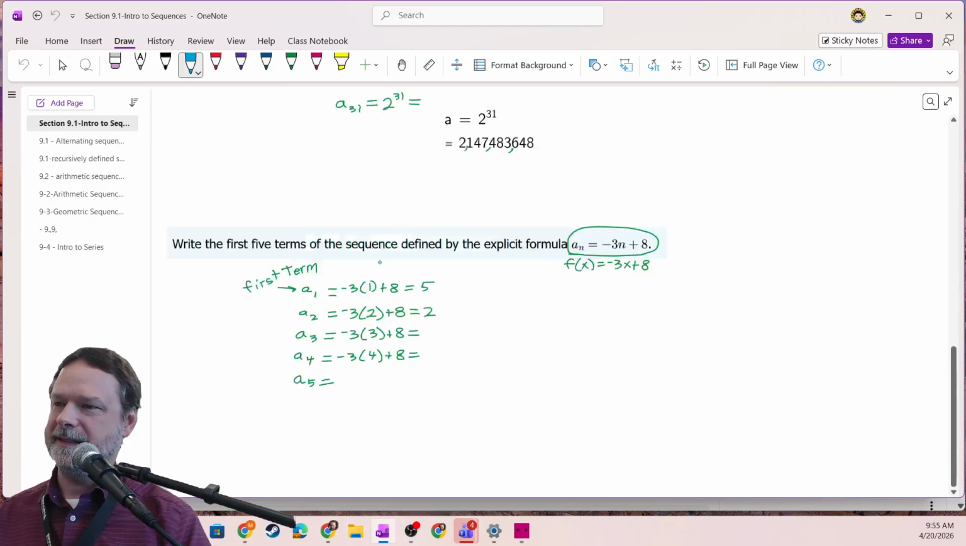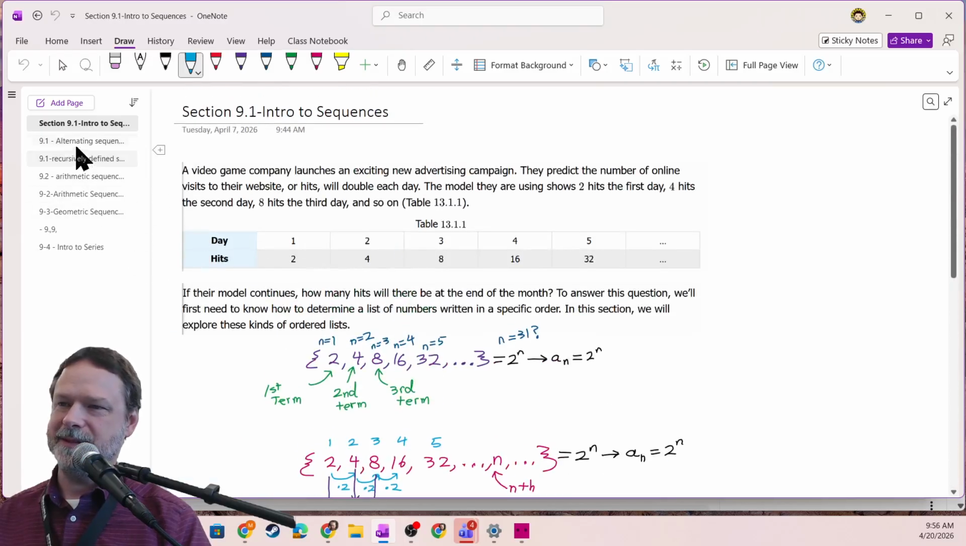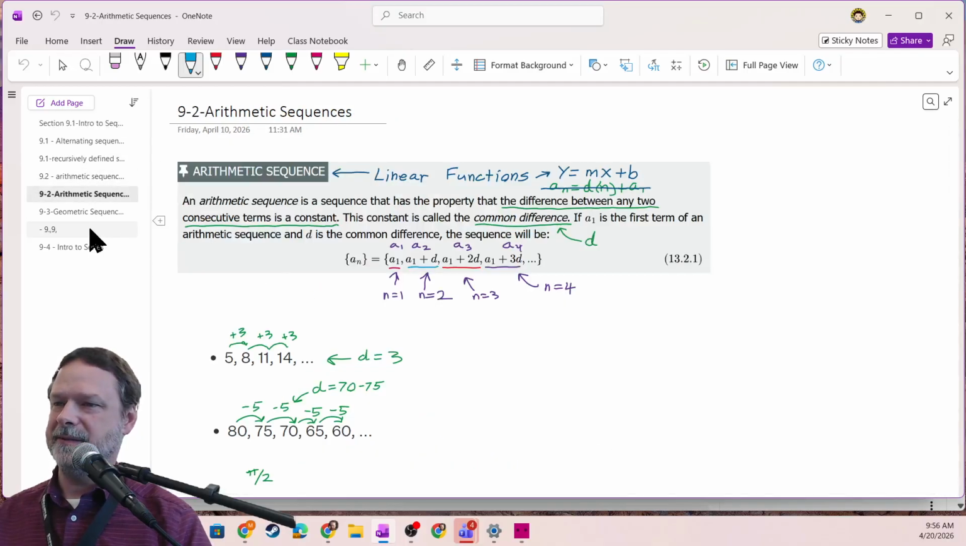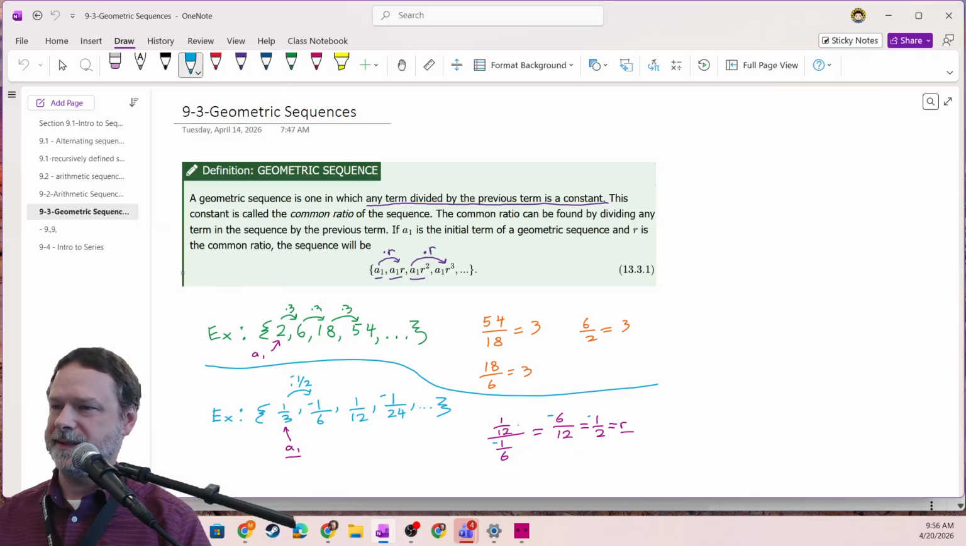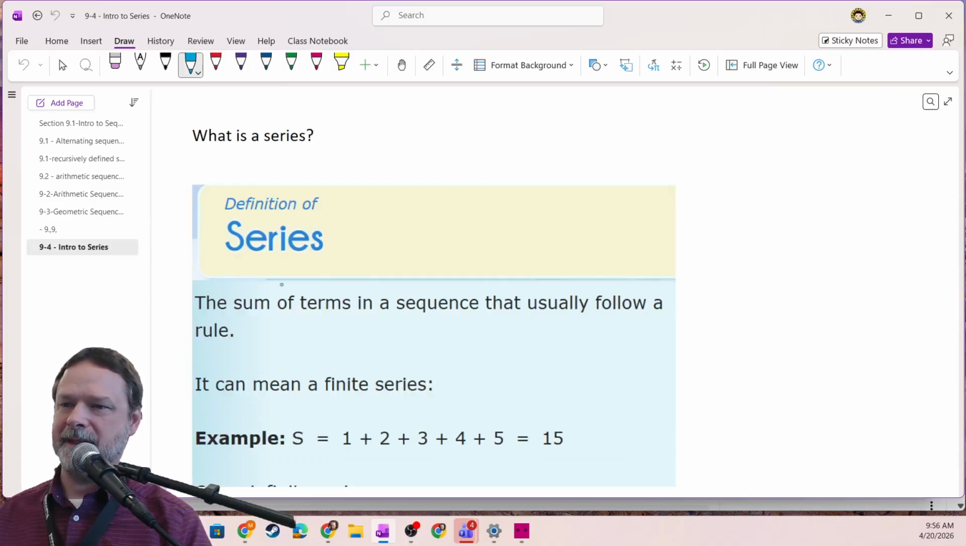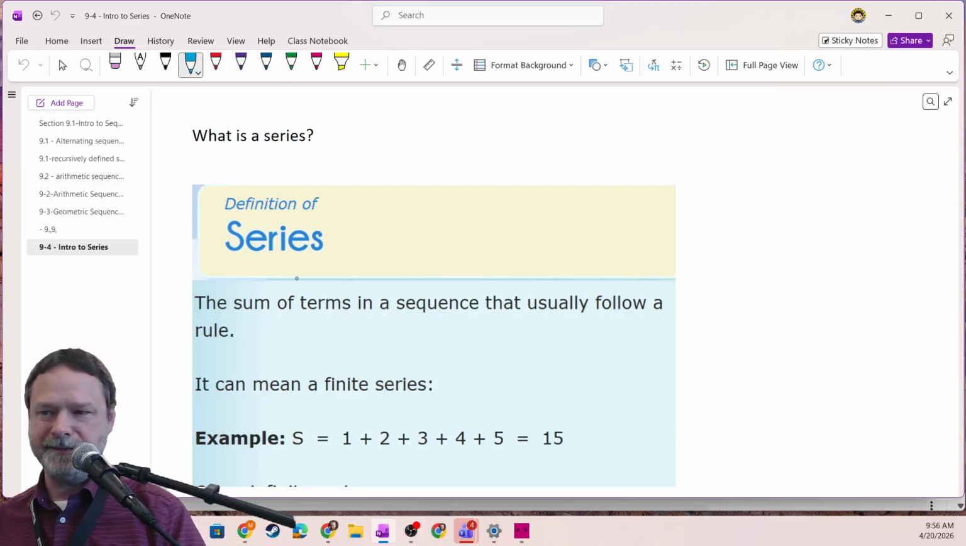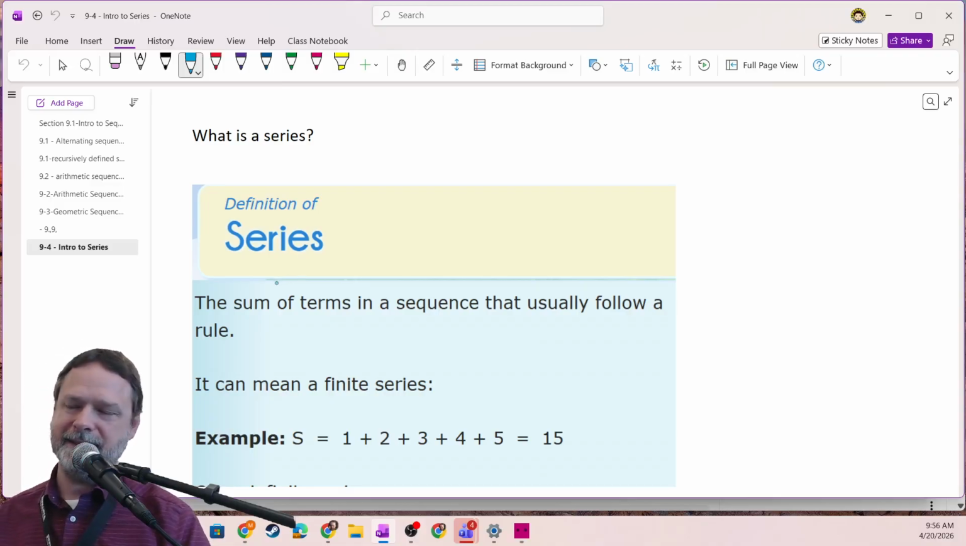We have been looking at sequences. We looked at just all plain old sequences, arithmetic sequences, and then we looked at geometric sequences. And now we're going to look at series. So what is a series?